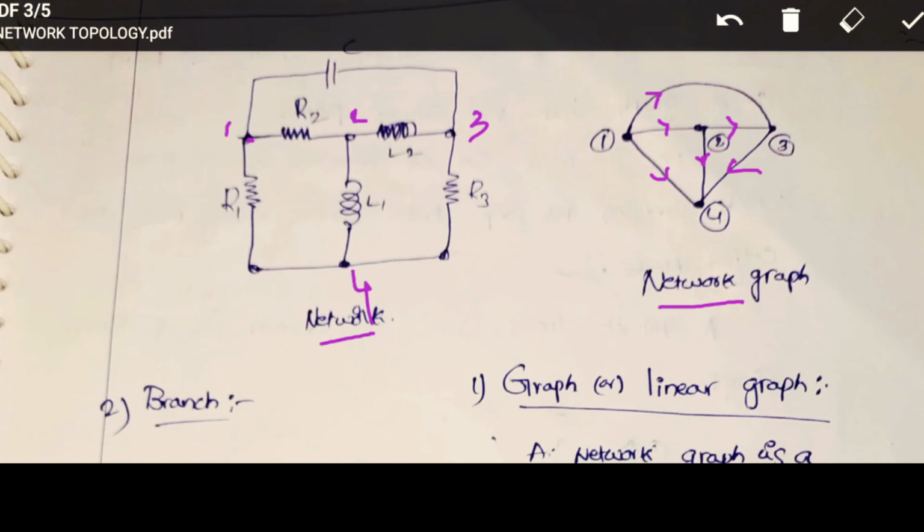Simply, if a voltage source is there, then it will be short circuited. In this circuit there is no voltage source, that's why we have not represented it. A single resistance is represented as a line between nodes 1 and 4. You can consider these nodes also according to your wish.